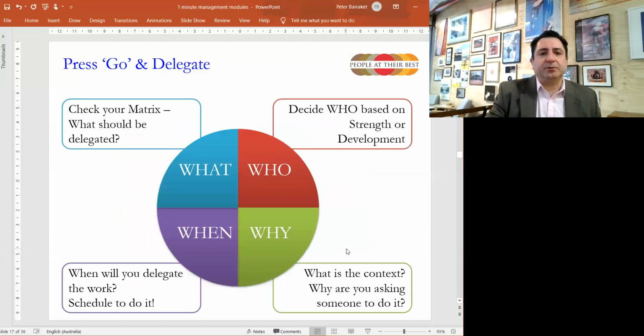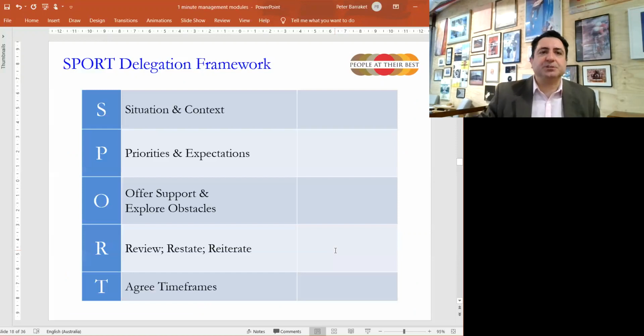So think about it in terms of 4 steps here. The first step, as I said, is the what. Check your Eisenhower matrix. The second step is the who step. Check your staff audit. The third step is the when, so that you don't just give someone some work to do as you walk past them in the hallway. Actually schedule time to sit down and go through the model we're about to look at and actually explain what it is that you're asking them to do. Most importantly is the why. Setting the context, making sure someone understands why you're asking them to do something. Is it for their development, or is it because they've got strengths in a particular area and they can help you out? Okay, so here is the SPORT model.